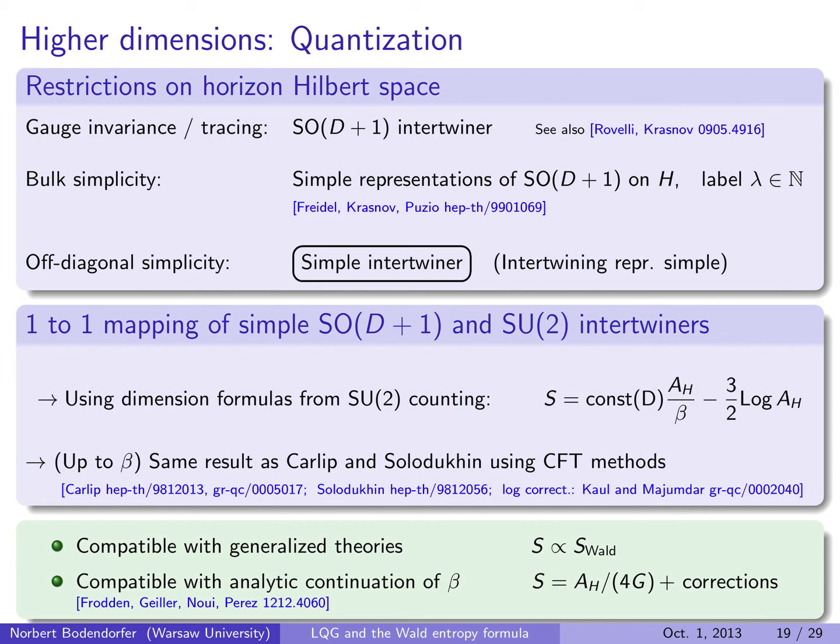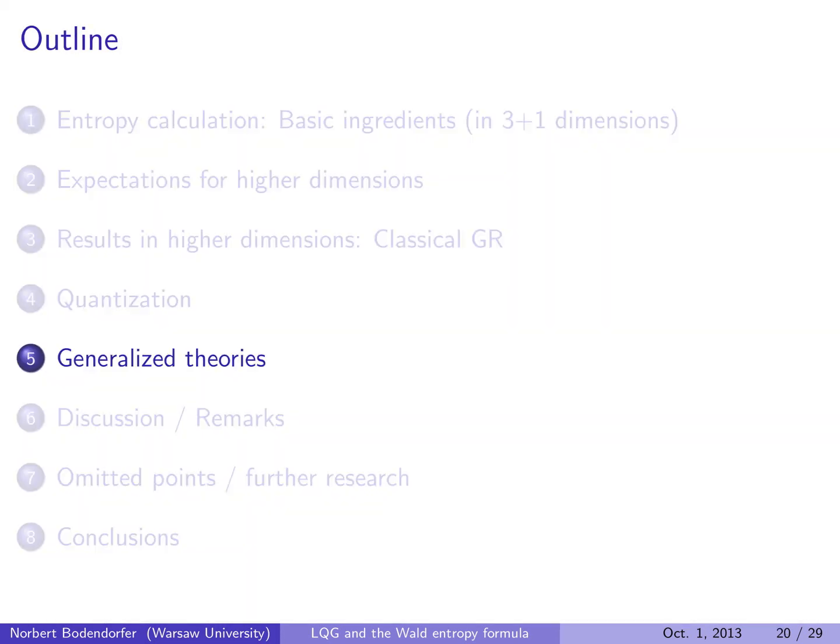So what I've told you on this slide is going to be compatible with what I'm going to tell you in the next chapter, where we are going to talk about generalized theories and the Wald entropy. And it's also compatible with an analytic continuation in the free parameter, as was proposed recently by Frodden, Ghosh, and Perez. Okay, but I'm not going to say more about this last part in this talk. Okay, so let's go on then to the next part, number 5, generalized theories. So we are on slide number 21 now.